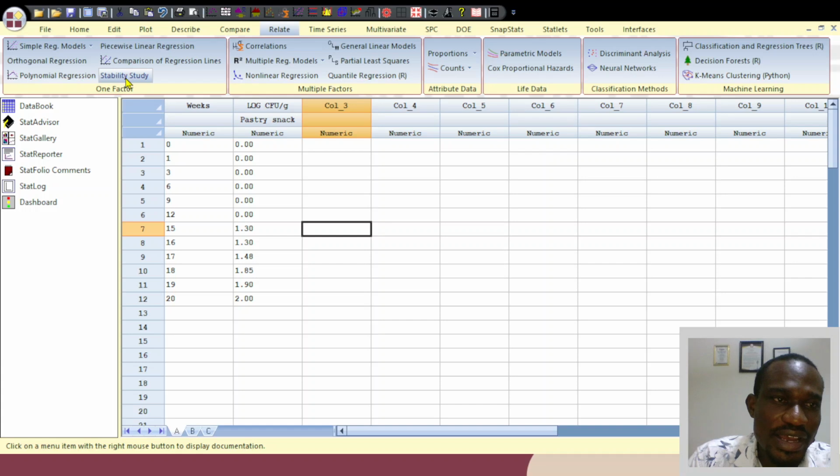So to make work easier for all of us and for beginners in shelf life, for this particular tutorial session, I'm going to use the stability study. So I'll just hit the stability study here. And I'm going to put the weeks column on the time because it's duration. That's my independent variable. It means that my response is dependent on the weeks. Then my dependent variable will be on the y-axis. So that's the response, the log CFU.